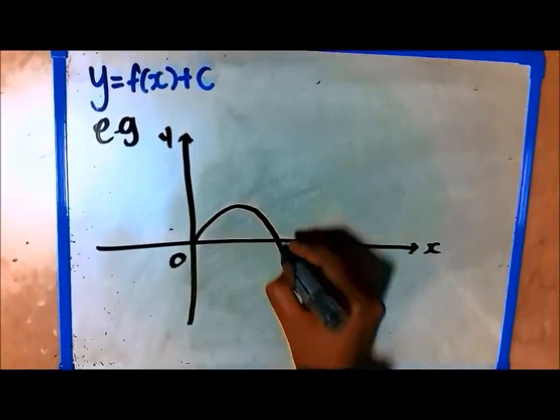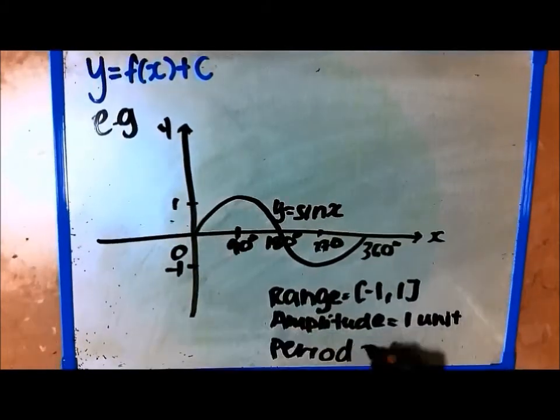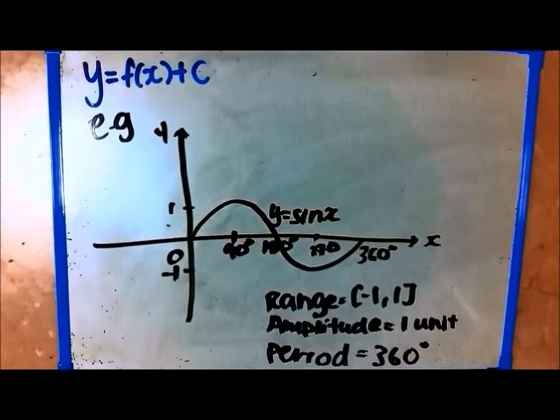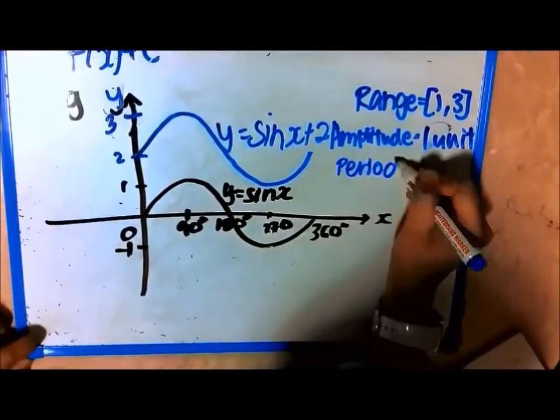Another way to vary vertical transformation is by adding a constant to or subtracting a constant from f(x). This example will be y equals sine x plus 2. The range of the graph will be 1 to 3. Hence again, the period does not change.